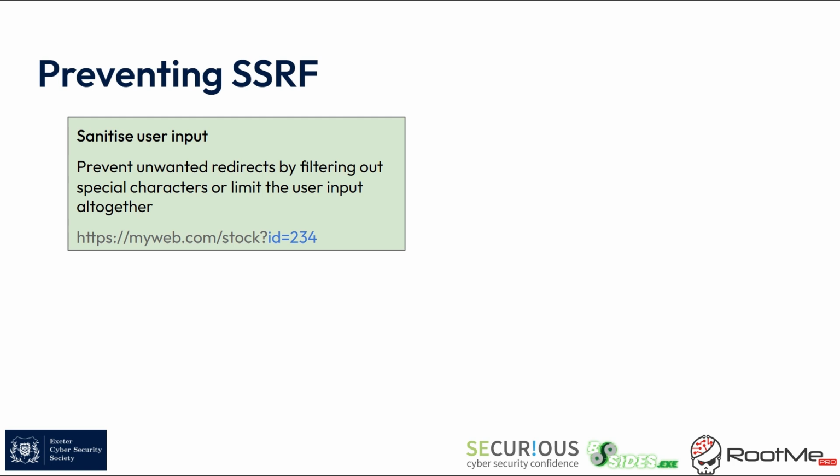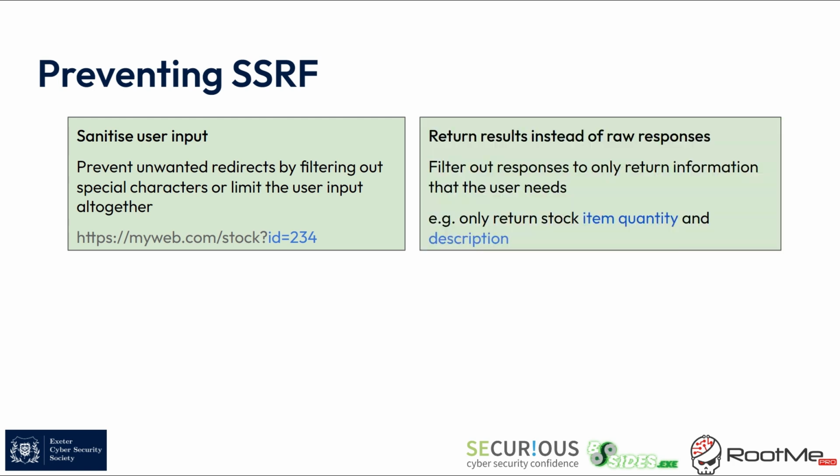So a good example of this would be, instead of letting the user insert a URL, try and think of how you can limit that input. So if, let's say, you wanted to show the stock of a certain item, limit that input to just integer IDs. So in that way, the user can't take advantage of the URL redirection to perform an SSRF attack.